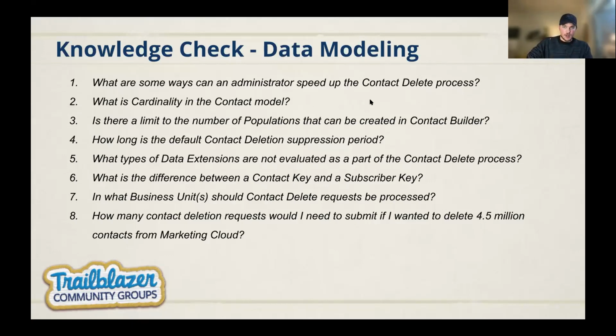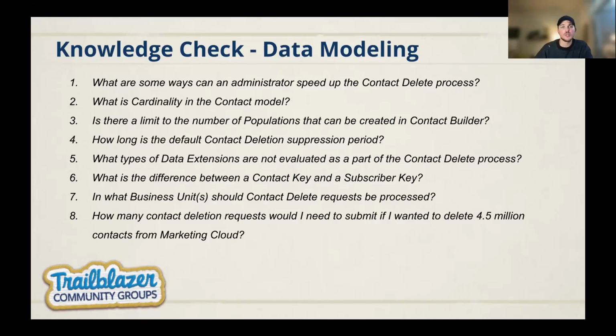Cardinality in the contact model is the concept of understanding how one data extension relates to another. So one-to-one or one-to-many. A perfect example of one-to-many would be a contact to cases. So me as Jordan Seeley, if I submit a case to Salesforce through the help and training portal, and then I submit another one, both of those are associated with me. So the cardinality between a contact and a case would be one-to-many.